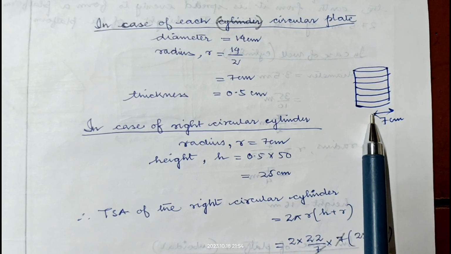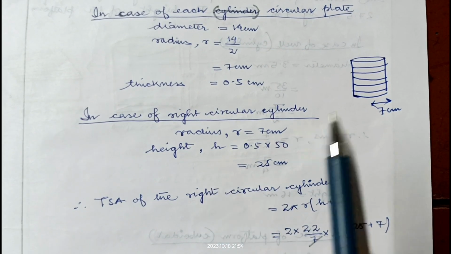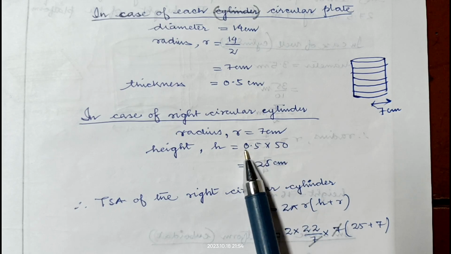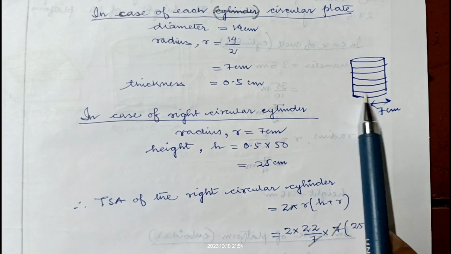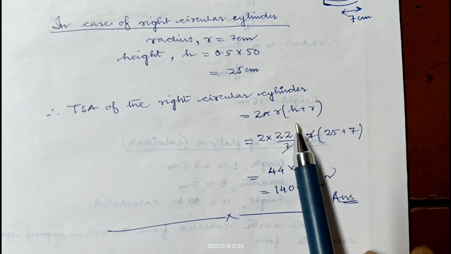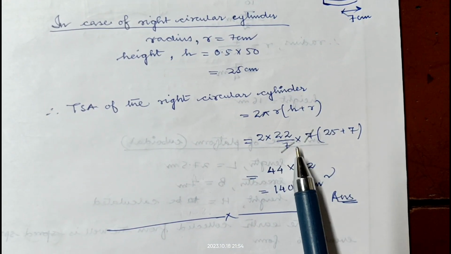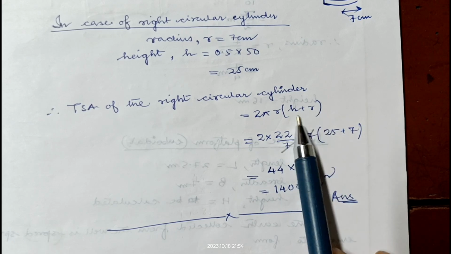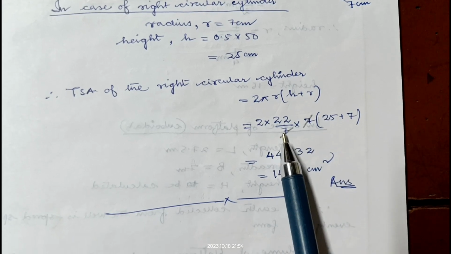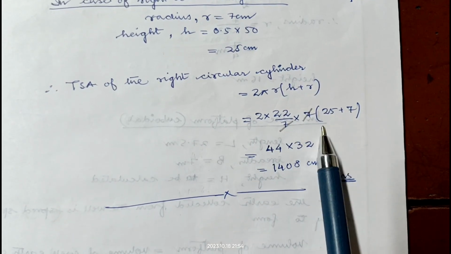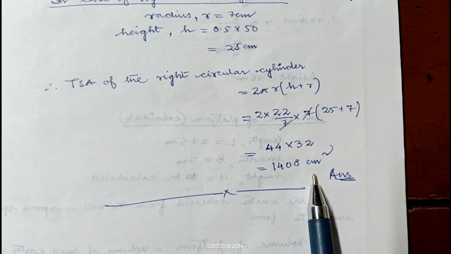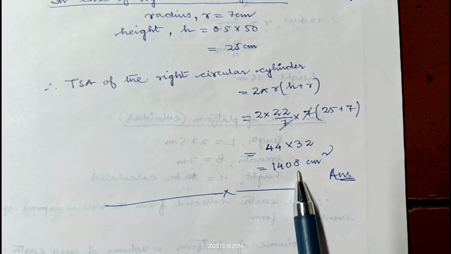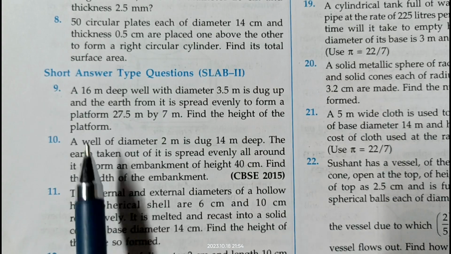So in case of this right circular cylinder, radius will be 7 and height will be 50 into 0.5, because thickness of each plate is 0.5 centimeter. So thickness of 50 will be 50 into 0.5, that is 25 centimeter. Now we have to find the total surface area of this cylinder. Formula is 2 pi r (h plus r). 2 pi is 22 by 7 into r is 7, into h plus r, height is 25 plus 7. 7 and 7 cancel, so 44 into 32, which will give 1408 centimeter square. Therefore, total surface area of the right circular cylinder is 1408 centimeter square.